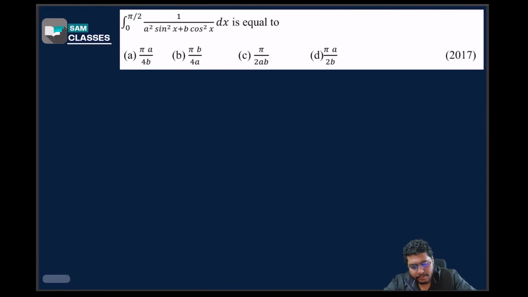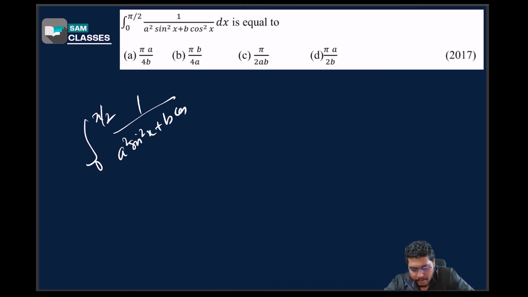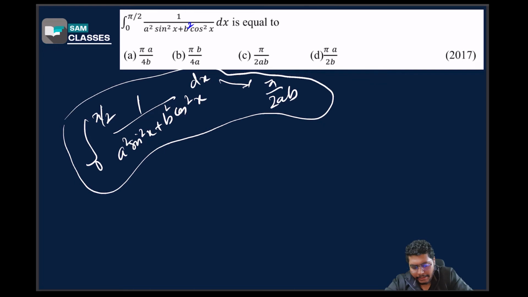Coming to the next, what we have is integration 0 to pi by 2, 1 by a square sine square x plus b square cos square x. This will be square, student. Now this we have a direct formula. Directly you can put it, this is a formula. We are not showing the derivation part here. You can mug it up. You can keep it in your brain like this.